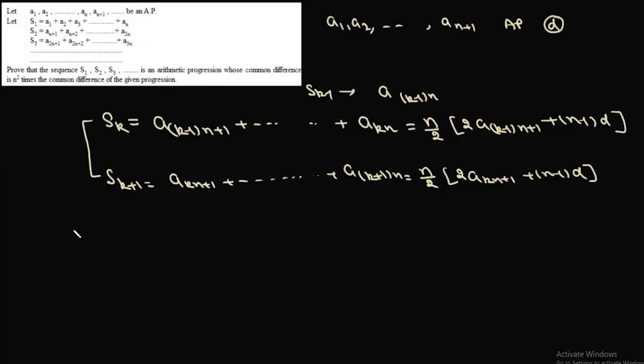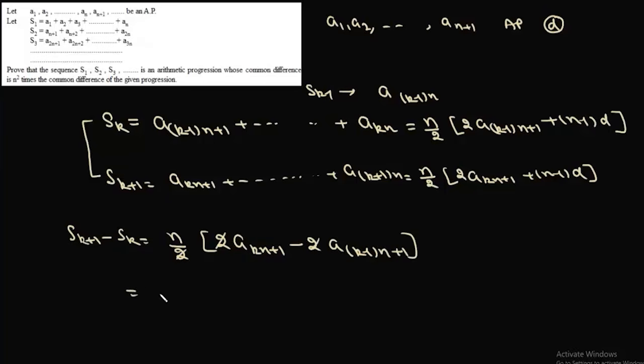So what we'll do is, we'll find s_{k+1} minus s_k, and here (n minus 1)d will cancel, so we can write this as n by 2, and this is 2a_{kn+1} minus 2a_{(k-1)n+1}. Now this 2 and 2 will also cancel, so this is n.